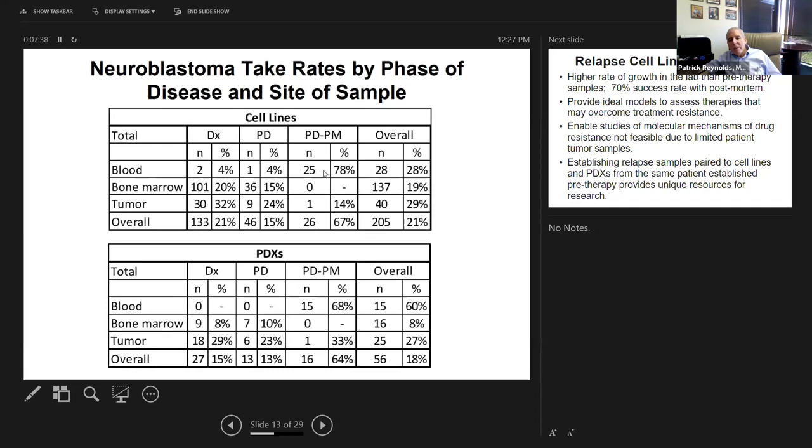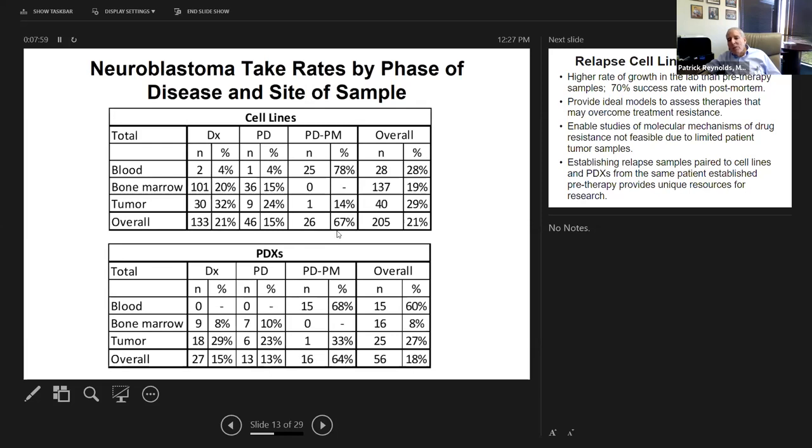But if you look at this across, forgetting about the sample type, but just look at overall, when you look at diagnosis, you get about 21% of these to grow. 15% is probably not significantly different out of progressive disease samples. And probably this is because we get larger numbers of tumor cells to work with at diagnosis.